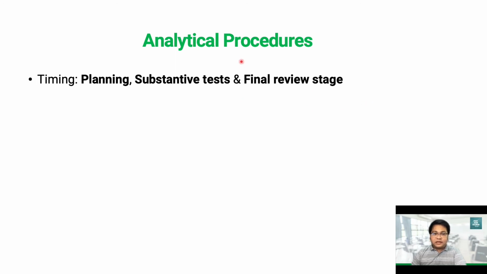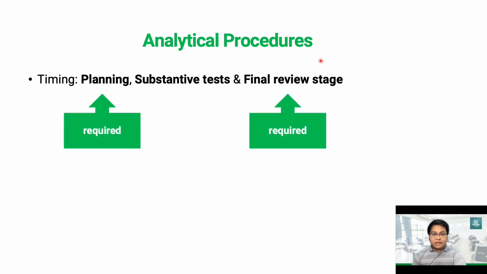Take note also that analytical procedures are required on certain phases of the audit. They are required to be performed during the planning and the final review stage. Remember, this is a very important concept. During planning, the analytical procedures performed are considered preliminary analytical review or preliminary analytical procedures. During the substantive test, it's called substantive analytical procedures. And during the final review stage, it's called final analytical review or concluding analytical review. Again, they are required during planning and final review stage.